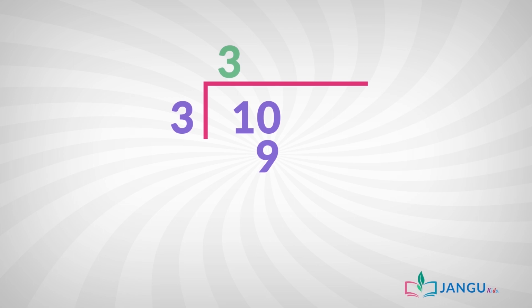Good. The next step is to subtract 9 from 10. Our answer is 1. We can see that 1 is less than 3. So what we can do is to add 0 to 1, making it 10. Then we divide again. But before we do that, we need to put a decimal point after the 3 on top. So we can now go ahead and divide 10 by 3.